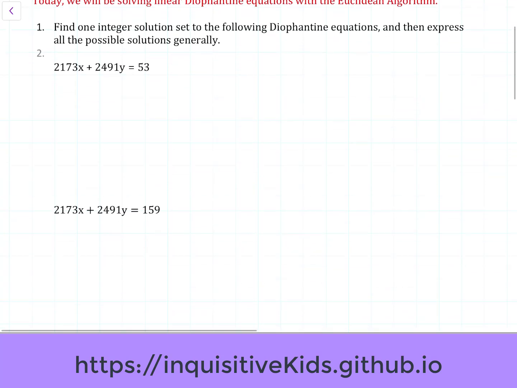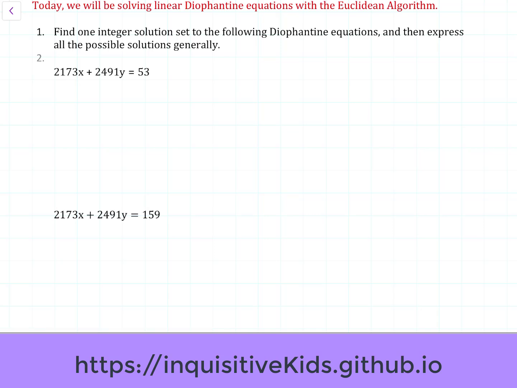Let's start with some calculation problems. Find one integer solution set to the following Diophantine equations, and then express all the possible solutions generally. So there are two parts to this problem. Find one solution set, and then express all the possible solutions generally. So we're going to have to look for a specific solution and a general solution.